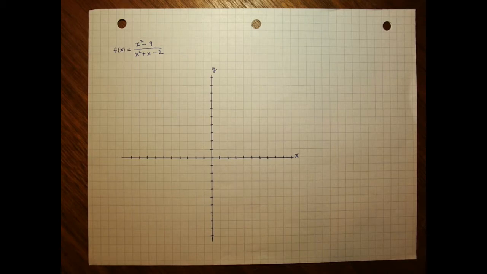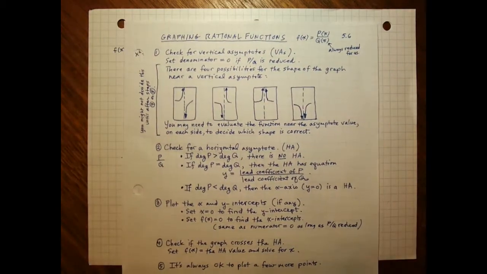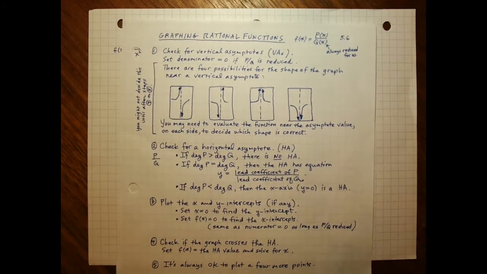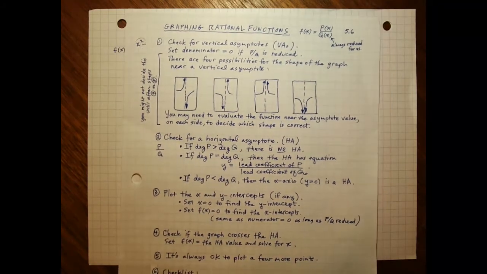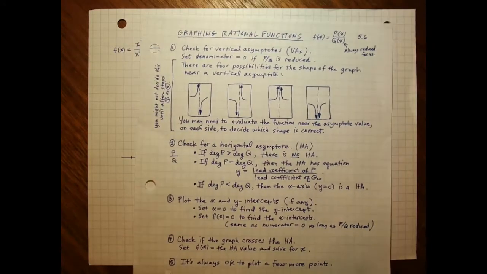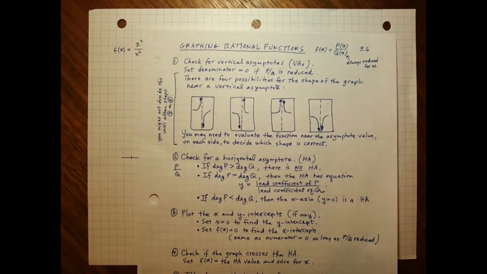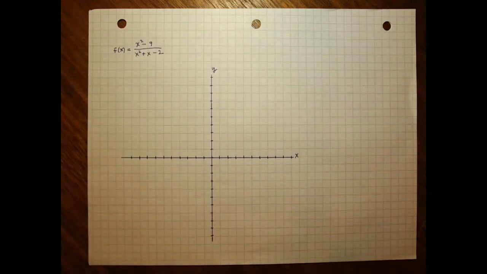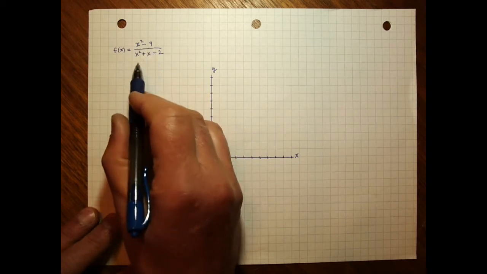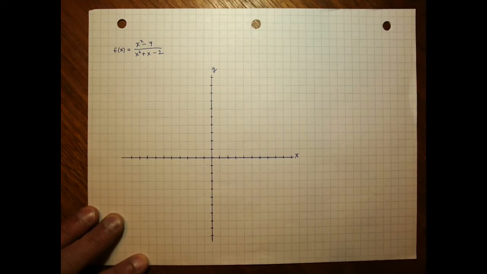I'm not going to start from scratch because I think we did work through the initial steps pretty carefully. I am going to follow the graphing rational functions sheet that you should all have, and if you don't, it is posted in Canvas. It gives our step-by-step procedure for graphing a rational function. So in this example, f of x equals x squared minus 9 over x squared plus x minus 2.